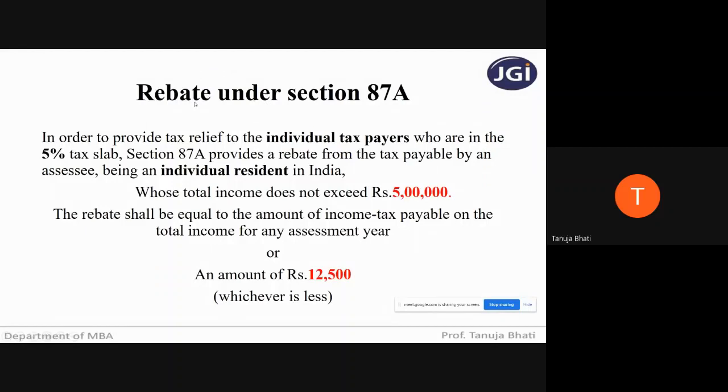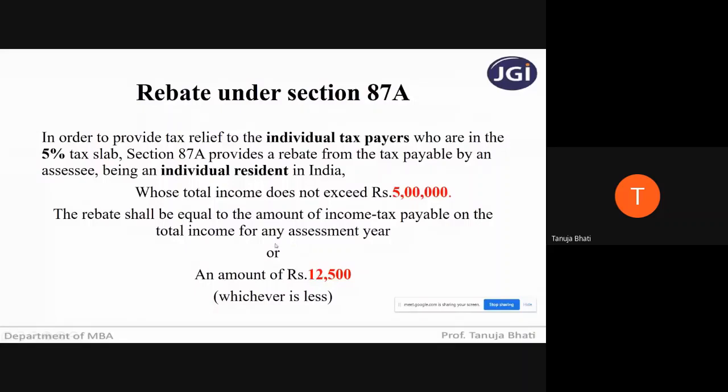Then what are the conditions? Who is liable for this rebate is only those individual taxpayers who are falling under the 5% tax slab. So in order to provide tax relief to individual taxpayers who are in the 5% tax slab, section 87A provides a rebate for the tax payable by an assessee being an individual resident whose total income does not exceed rupees 5 lakh.